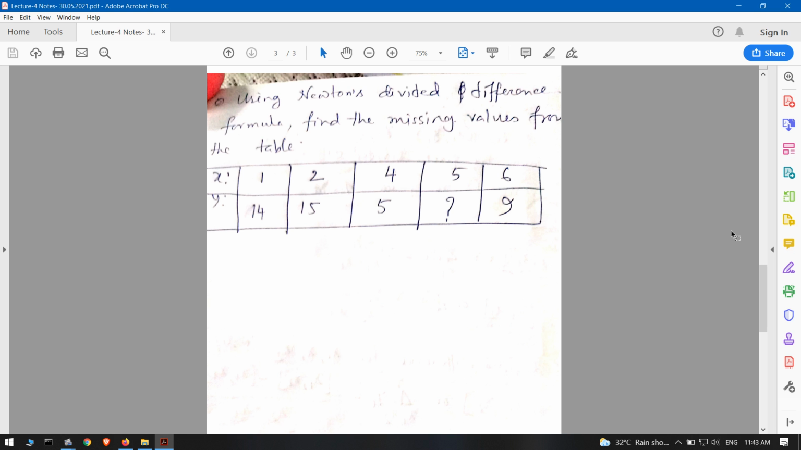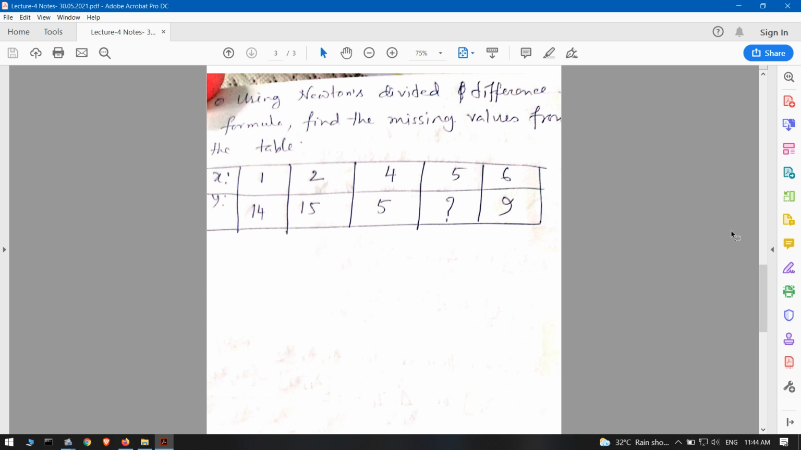Third divided difference, 7 by 4 plus 2 divided by 6 minus 1. So that is equal to 3 by 4. So we have already calculated the divided difference table. Now let us try to find out the value for x equal to 5.